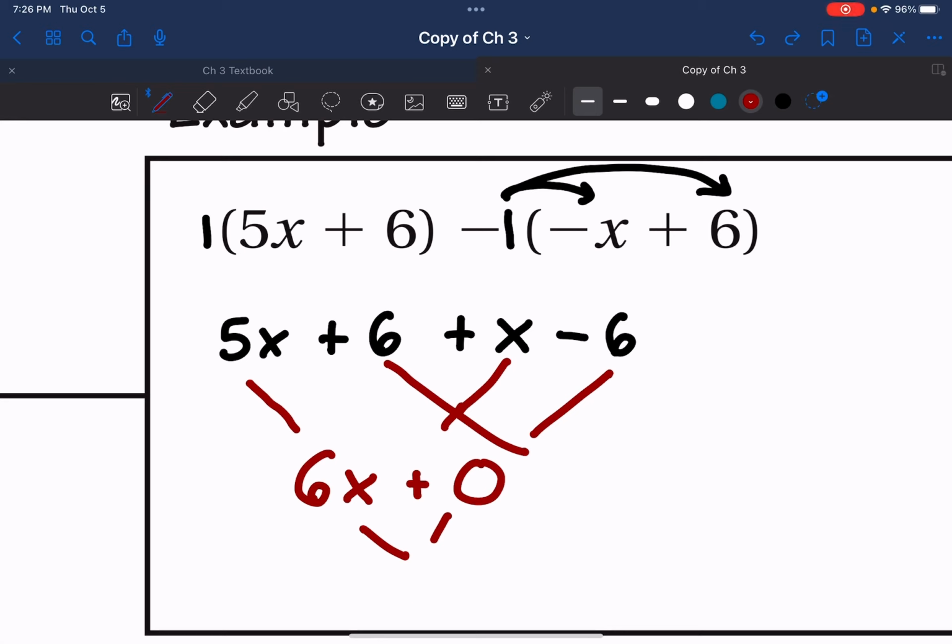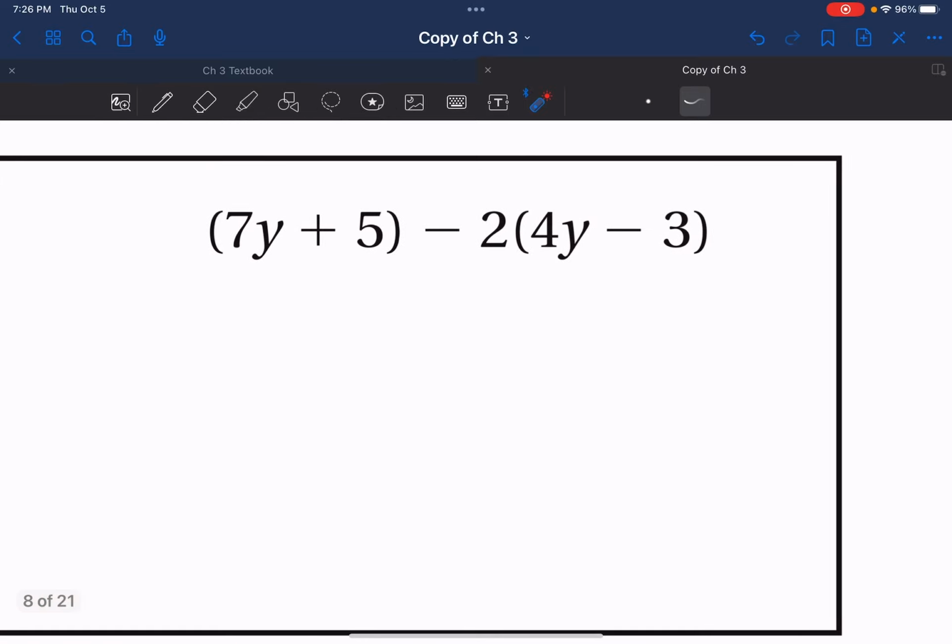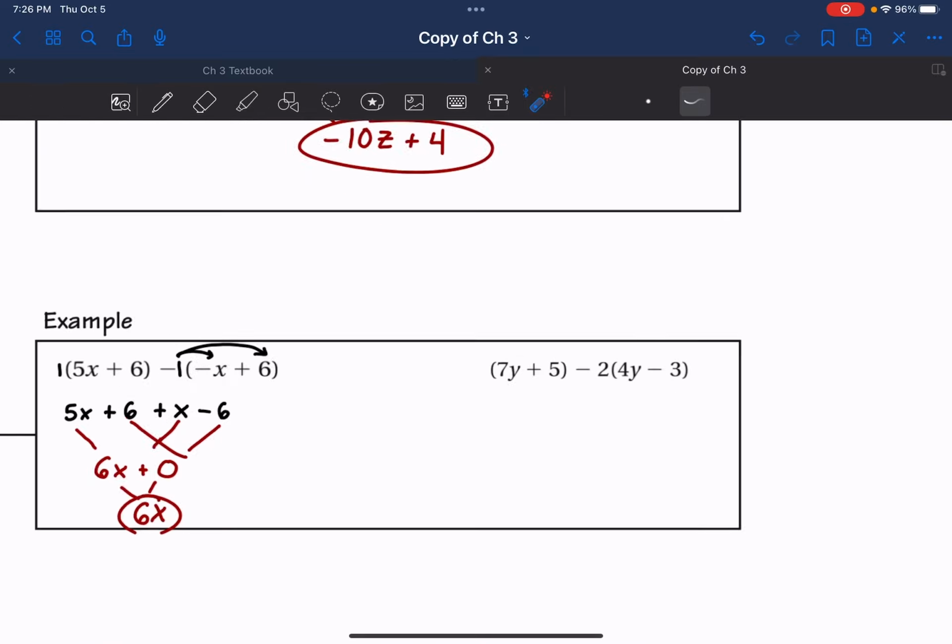Things got kind of funky there. There we go, 6x, and then that is my final answer. Okay, so not so bad, right? That was just the new thing, is that negative makes a big difference. Let's go ahead and take a look at this next example. It's the next one in your notes.